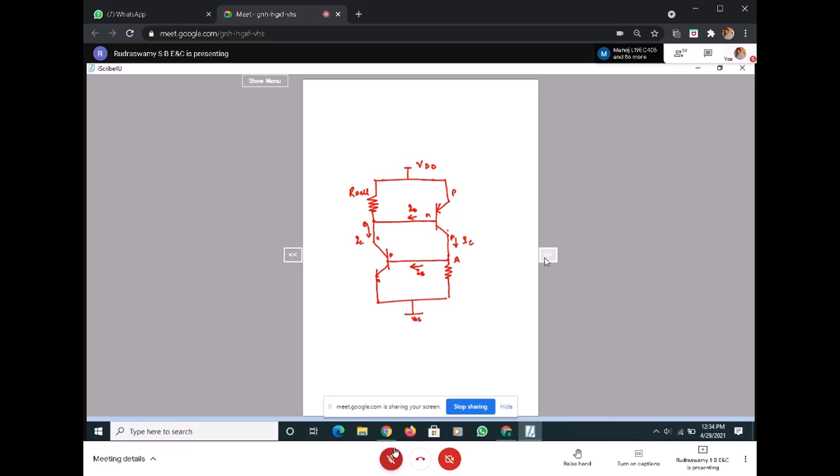So again, if you see anywhere, my IE is the combination of IB plus IC, whether it is in a PNP transistor or an NPN transistor. The collector current of the PNP is acting as a base current here, and because of the base current of the NPN, I have a collector current, and this collector current is nothing but the base current.